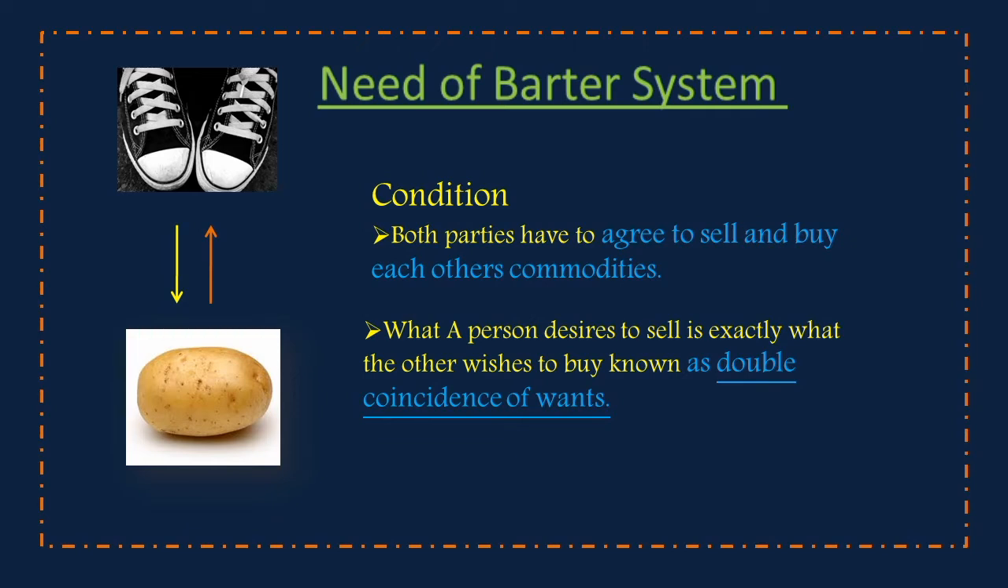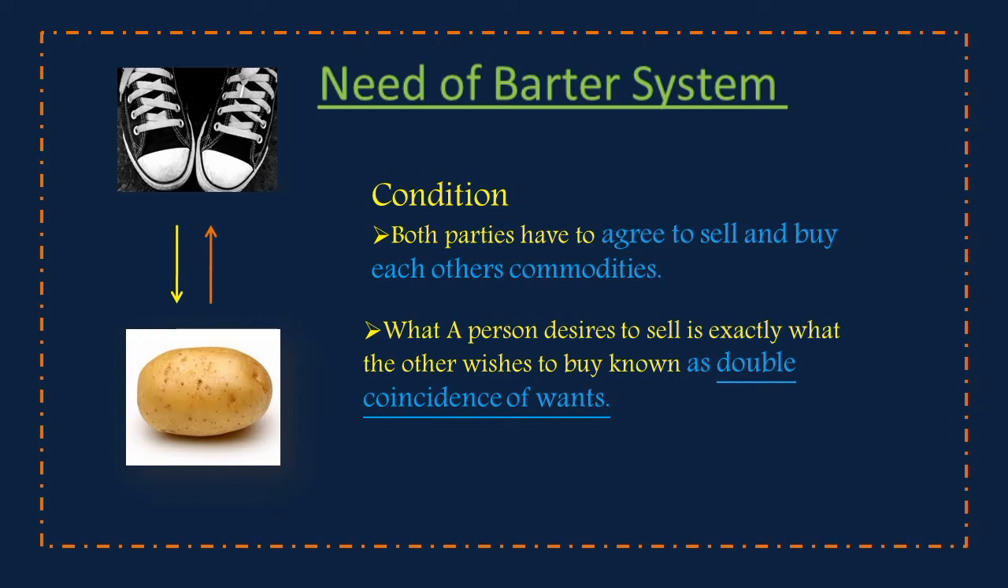But in the barter system, there is one condition. The condition is that both parties, that means both people, have to agree on what they want to sell and what they want to buy. Money acts as a unit of account, which means a common standard for measuring things; we cannot use some things to measure others. Now we can see that the worth of shoes and the worth of potatoes in terms of money differs. But in the barter system, if we compare two things, shoes and potatoes, we cannot compare which is more worthy.